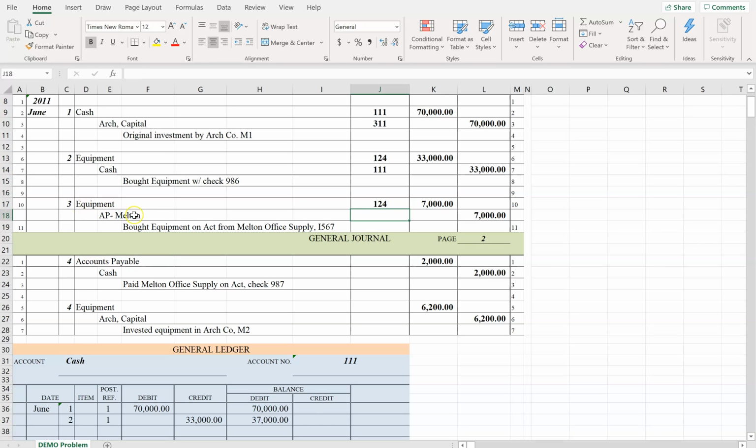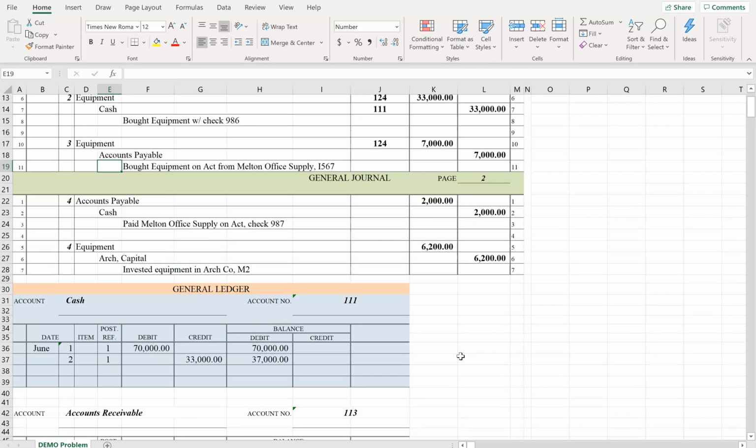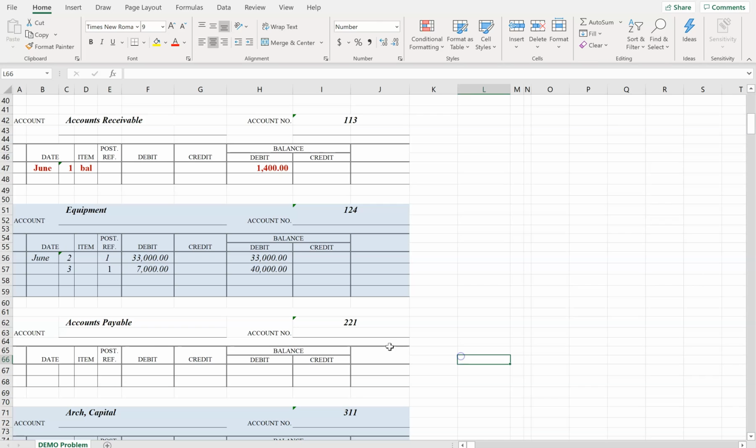Okay, accounts payable Melton. Okay, this should just say accounts payable. Let me change that. On yours, it will be changed. All right, so credit to accounts payable for 7,000. So coming on down, accounts payable, June 3rd. It is a credit of 7,000. Go on over and update that balance of 7,000. Okay.